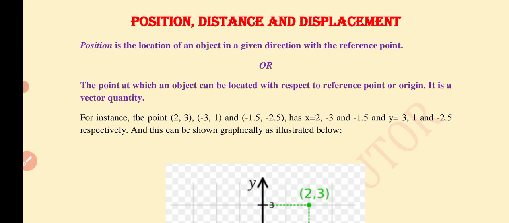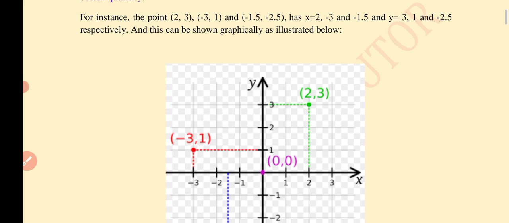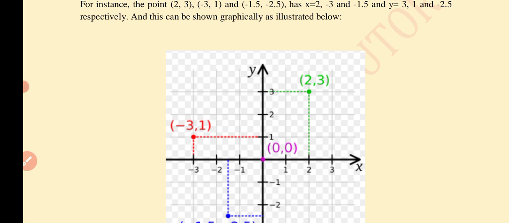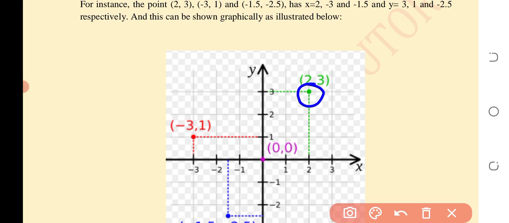Now, for instance, let's look at the Cartesian plane that we have here. We may say the position that we have here is 2 units to the east and 3 units to the north. How do we come about this? How do we know that it's 2 units to the east and 3 units to the north? We only know that when we make reference to this origin. So that is why position is defined as a location where an object can be found in reference to the origin.